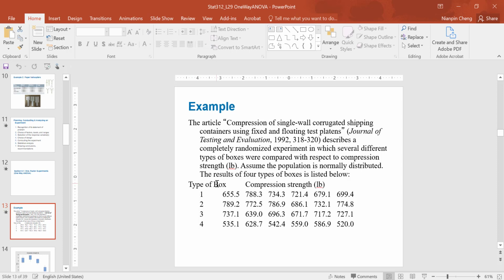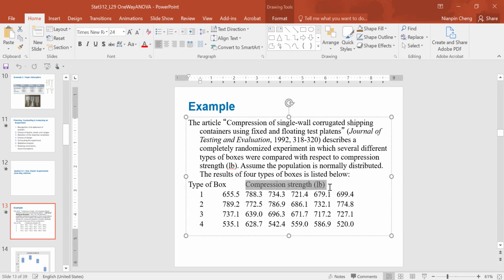In this example, we are interested in the compression strength of different types of boxes. There are 4 types of boxes, 1, 2, 3, 4, and we test the compression strength for each box. For type 1, we repeated 6 times. Type 2, still 6 times. This is called replication.